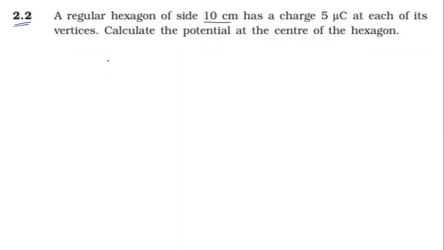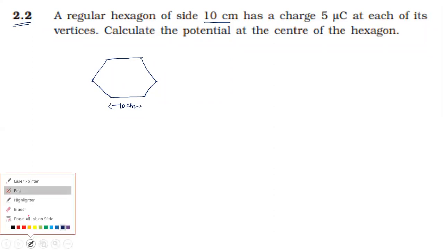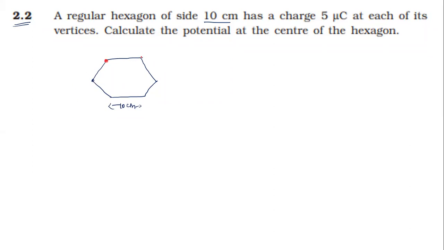Okay, let me draw a small hexagon. That's your benzene ring in chemistry. The hexagon. So side is how much now? Each side is 10 centimeter. Okay, so there are vertices. Let me indicate the vertices with some other color. So all of its vertices have a 5 microcoulomb charge kept at each of them.